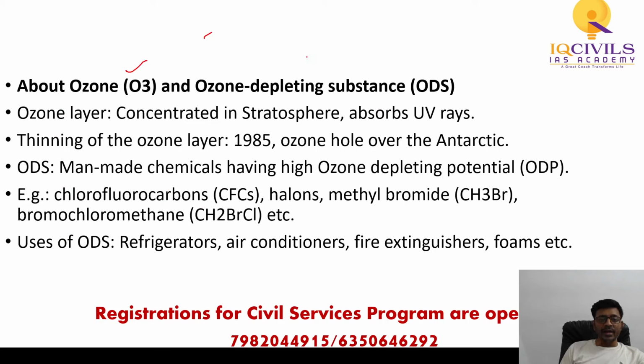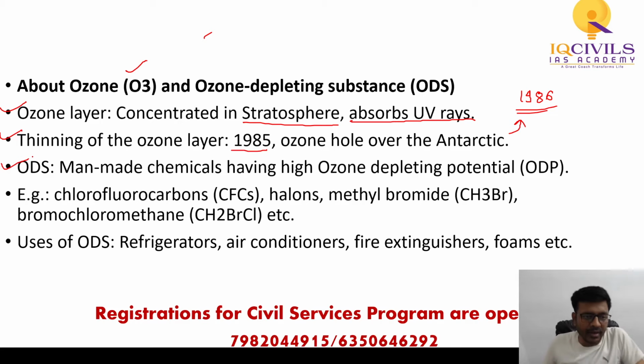About ozone and ozone depleting substances. What is the ozone layer? It is concentrated in the stratosphere, which absorbs harmful UV rays. I told you this. Then thinning of the ozone layer in 1985. The ozone hole over the Antarctic was detected for the very first time in 1986. I told you this also. Why is there an ozone hole in the ozone layer? Because man-made chemicals having high ozone depleting potential, or ODP, went to the stratosphere and started destroying ozone. That's why there is a hole or thinning of the ozone layer.